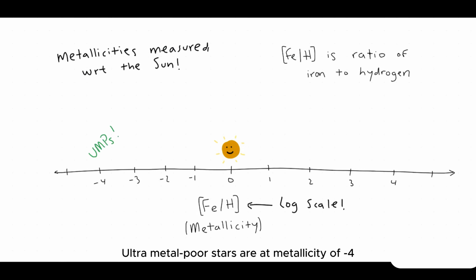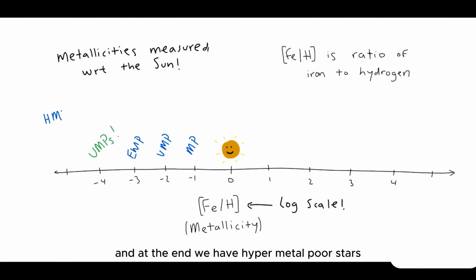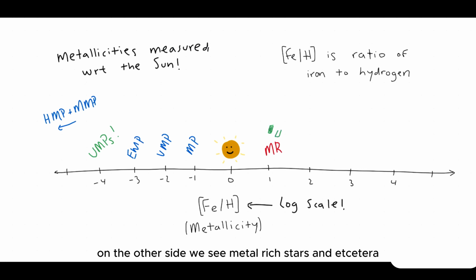Ultra-metal poor stars are at a metallicity of -4. Now bear with me as I go down the list, because physicists apparently are not that creative when it comes to naming things. A metallicity of -1, we have metal poor stars. At a metallicity of -2, very metal poor stars. And -3, extremely metal poor stars. We finally get to ultra metal poor stars, and at the end we have hyper metal poor stars and mega metal poor stars. On the other side, we see metal-rich stars and so on. It's not really something we're concerned with right now.